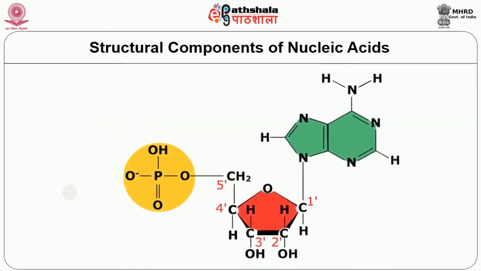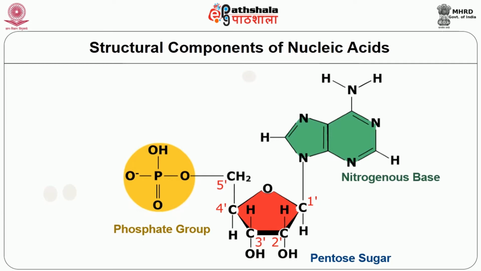This phosphate group attaches to the hydroxyl group on the 5' carbon of the sugar moiety. This results in the formation of an ester bond, because ester bonds are formed when hydroxyl groups react with acid groups, which in this case is phosphoric acid.